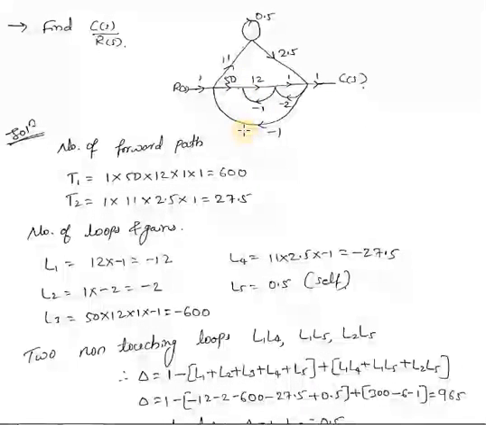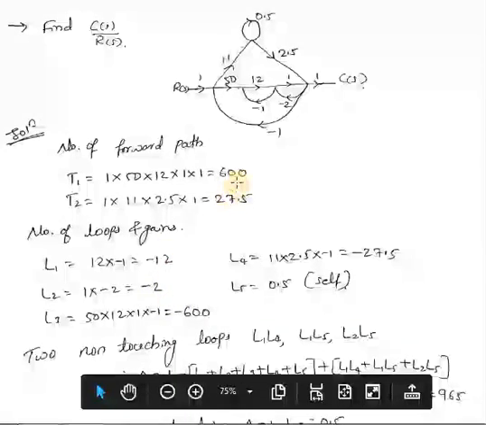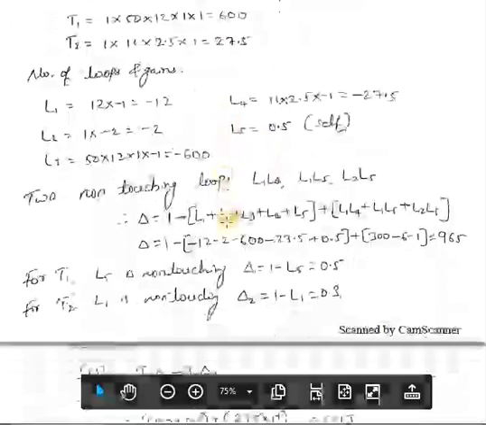Then you need to identify the number of loops, feedback loops and their gains. So the first one is, let's start from this node, 12 and minus 1 is 1. And 1 and minus 2 second loop. Third one is 50, 12, 1 and minus 1. Then fourth one is, if I start from here, 11, 2.5 and minus 1. And fifth one is from here coming back to the origin, that is a self loop, and their respective gains we need to calculate, because here he has given gain in terms of numbers.